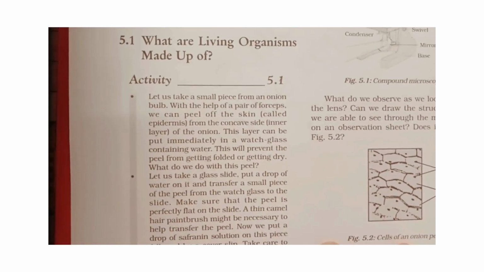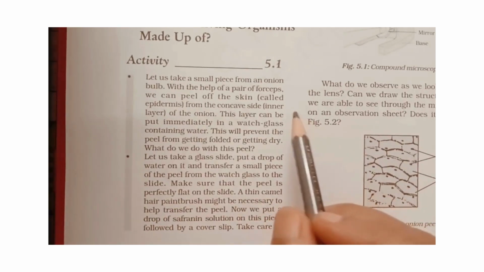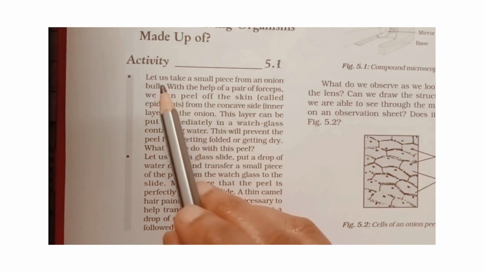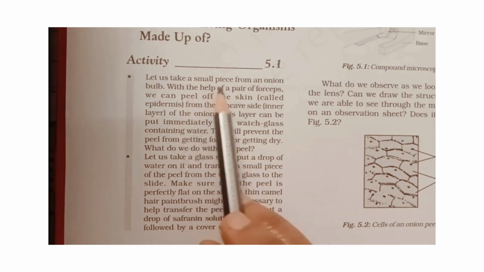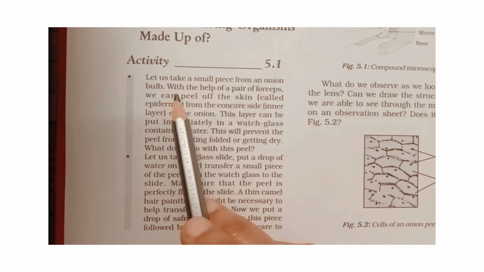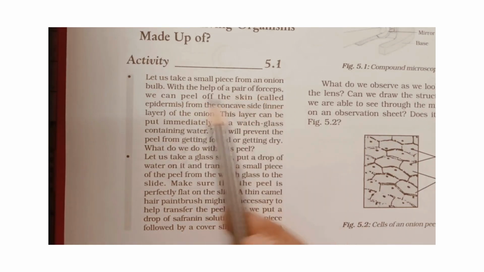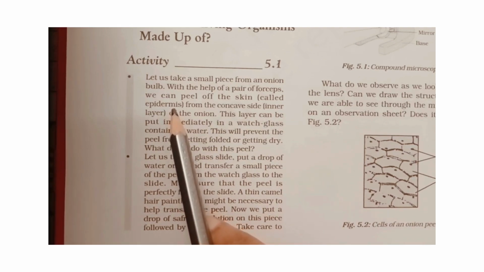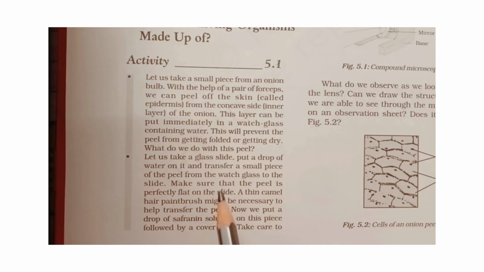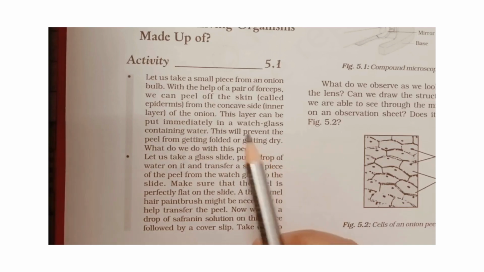Now let us see what these cells are made up of. So they have given you activity 5.1, and this will be in the form of an experiment in your school. Let us take a small piece from an onion bulb. With the help of a pair of forceps, we can peel off the skin, which is called epidermis. So do remember, the outer thin membrane of an onion is called epidermis. It is not only the onion. Even if it is the outer thin layer of any plant, it will be called epidermis.